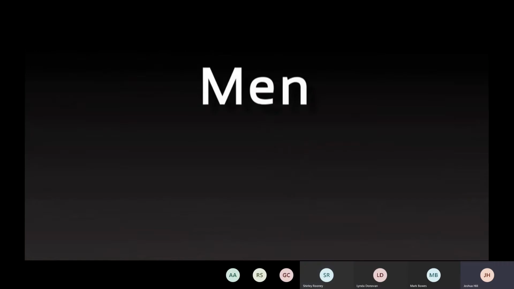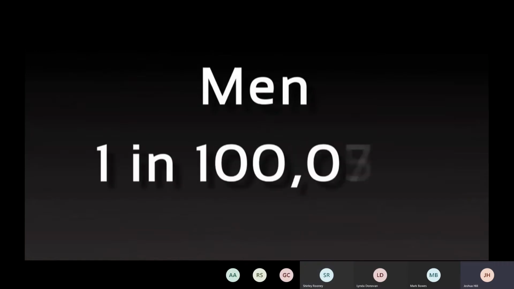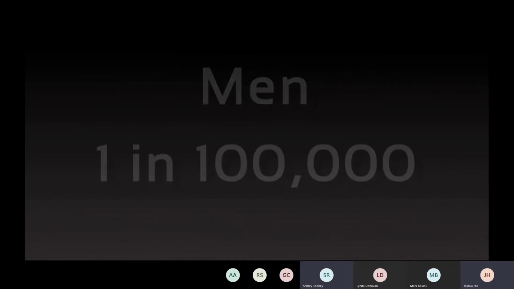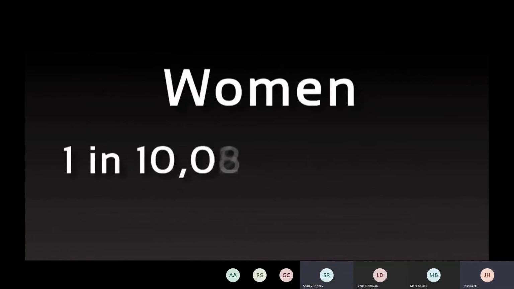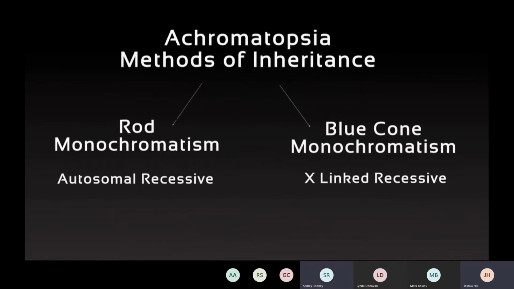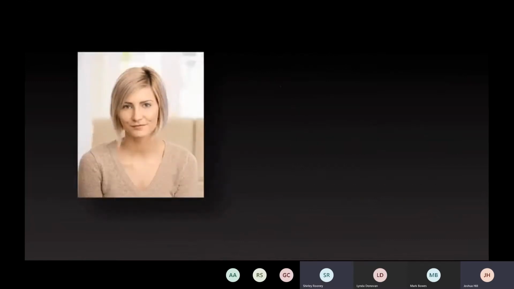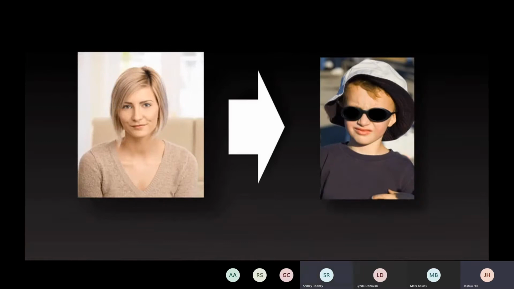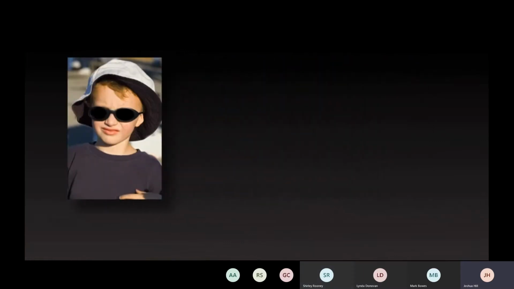BCM is found nearly exclusively in males, in 1 in every 100,000 births. It can occur in females, but the occurrence in women has been estimated as low as 1 in 10 billion. While rod monochromatism is inherited as an autosomal recessive inheritance, requiring the affected gene from each parent, BCM is an X-linked recessive condition inherited from a carrier mother. BCM passes down from the mother, who is a carrier, to the affected child, who is nearly always male.